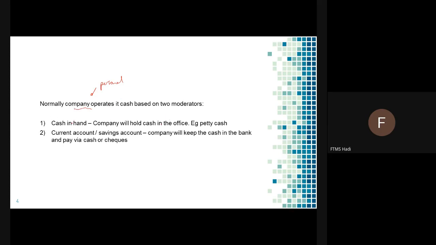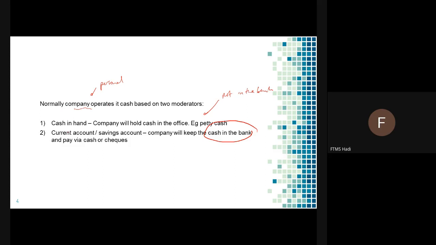The first one, cash in hand. That means the company will hold cash in the office, which is petty cash, for example. And the second one, current account or savings account. The company will keep cash in the bank. This is the keyword, in the bank, and pay via cash or check. In other words, cash in hand means that it's not in the bank. Any amount of cash that's not in the bank, we call cash in hand. It doesn't matter if it's in your wallet, under the bed, inside the pillow, or inside the cupboard.